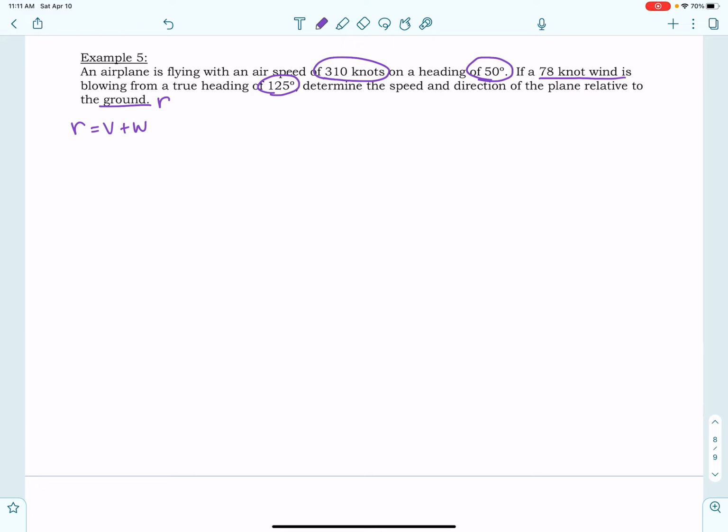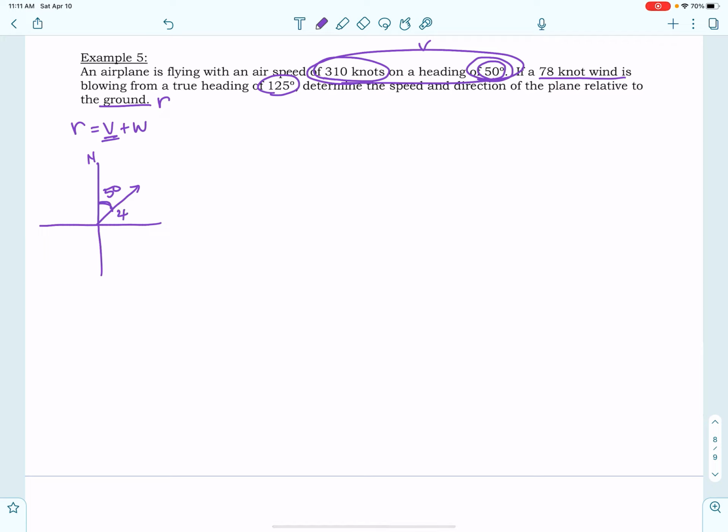So I'm going to start with the airplane. It's going to be V, so this is going to be V right here. So I've got to find my direction angle. So I am going to start here. A 50-degree heading means that right there, because remember we start north and go clockwise for true bearings. So that's what that would look like.